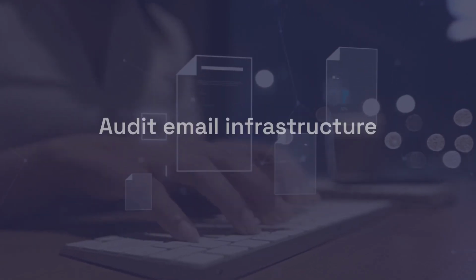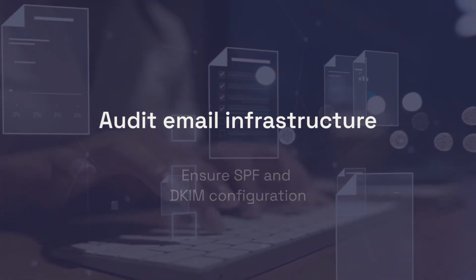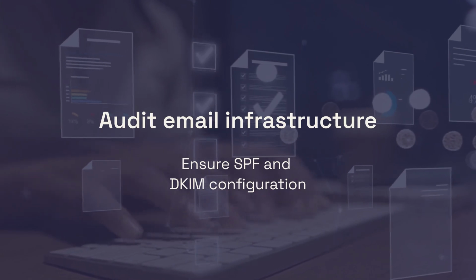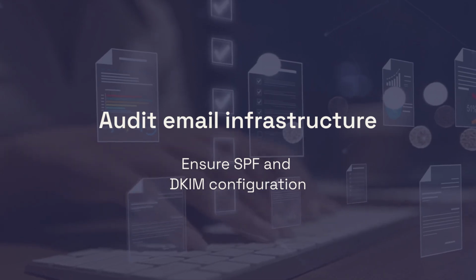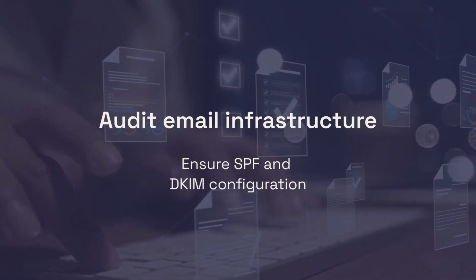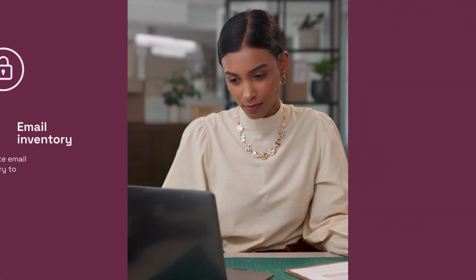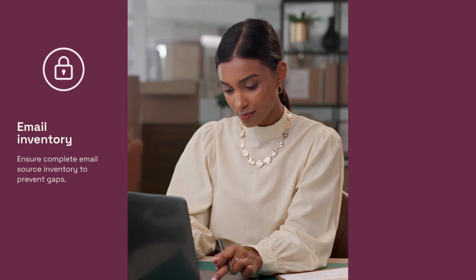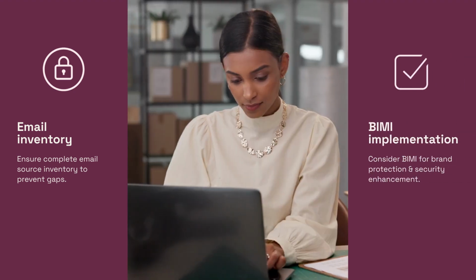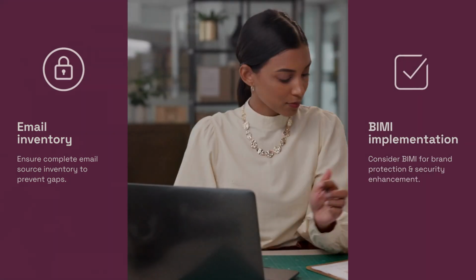Next, audit your email infrastructure. Ensure SPF and DKIM are configured correctly. This step is vital for authenticating legitimate sources and fixing any failures that might arise. Avoid rushing to enforcement without proper monitoring. Ensure a complete inventory of email sources to prevent gaps. Consider advanced strategies like BIMI for brand protection, helping you stand out in the inbox.